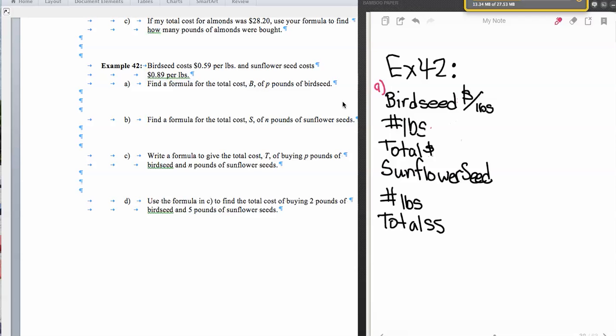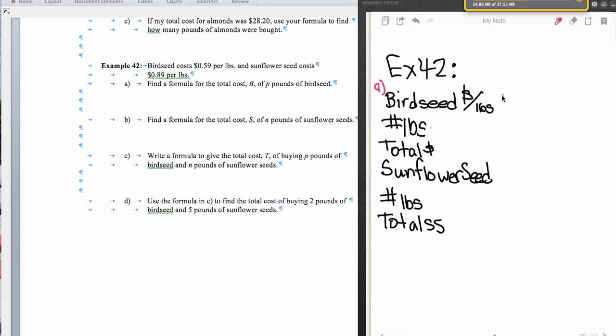All right, this continues section 4.6. We're doing another total value problem, a problem about birdseed and sunflower seeds. Birdseed costs 59 cents per pound and sunflower seed costs 89 cents per pound. And we're going to find a formula for the total cost B of P pounds of birdseed.